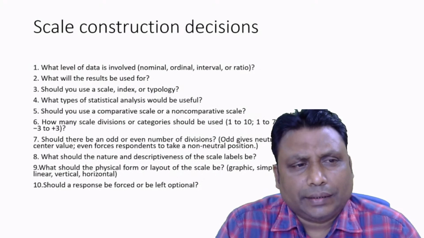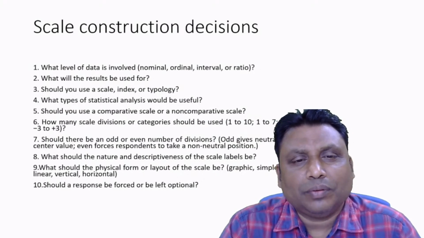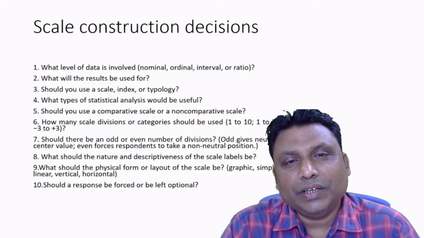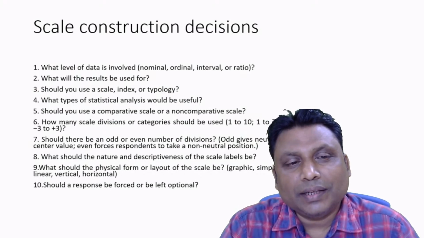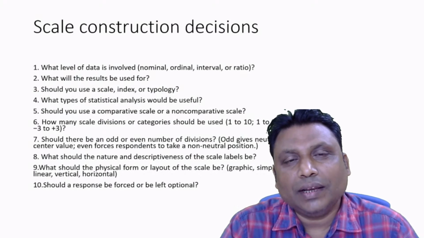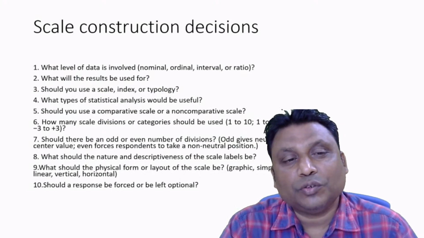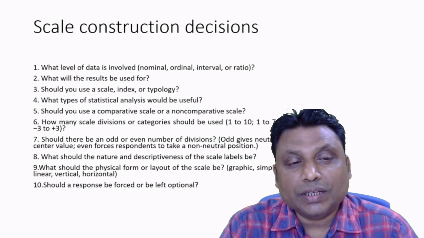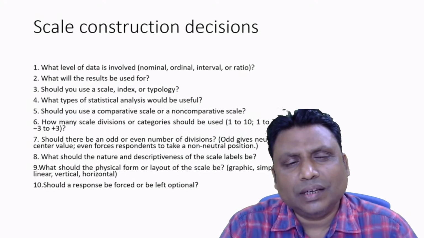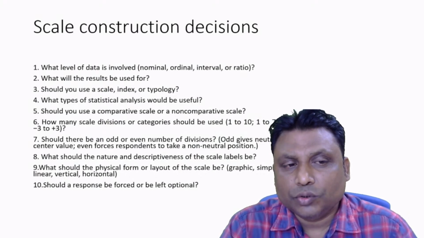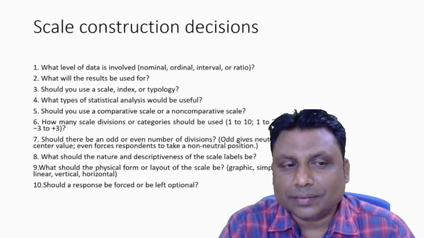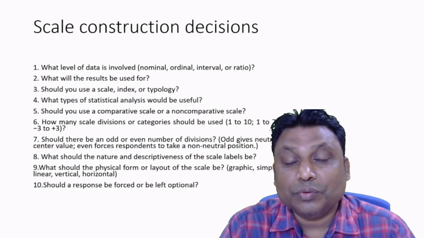What are the decisions you take? What level of data is involved: nominal, ordinal, interval, or ratio? What will the result be used for? When you find any result from your analysis for your research work, where will you use it? Should you use a scale, index, or typology? Index, typology, forget this one. Should you use a scale for your data collection or for your analysis? What type of statistical analysis would be useful?